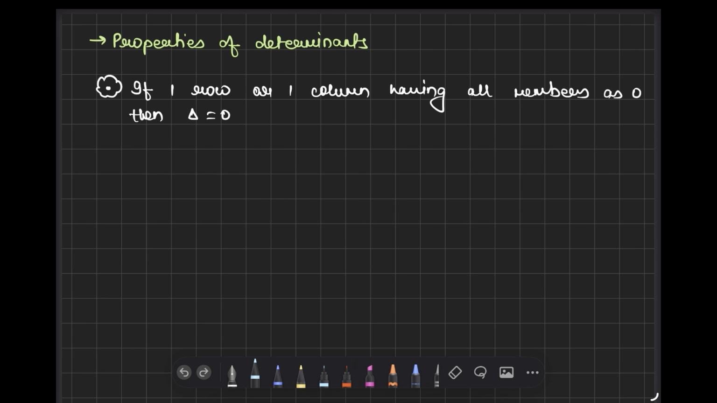The first property is, if one row or one column has all members as 0, then its determinant value will become 0. So suppose there is a 3 cross 3, 4 cross 4, or 2 cross 2 matrix in which all the members in a particular row or a particular column, meaning every element, are 0, then its determinant value will become 0. I hope this line is clear.